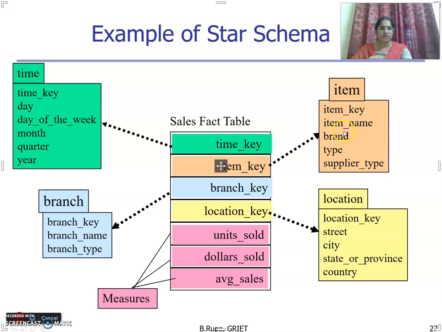Item contains its corresponding attributes. In the same way, location also contains all its attributes. All these dimension tables are denormalized tables. We have one fact table surrounded by all the dimension tables, and these dimension tables are denormalized dimension tables.